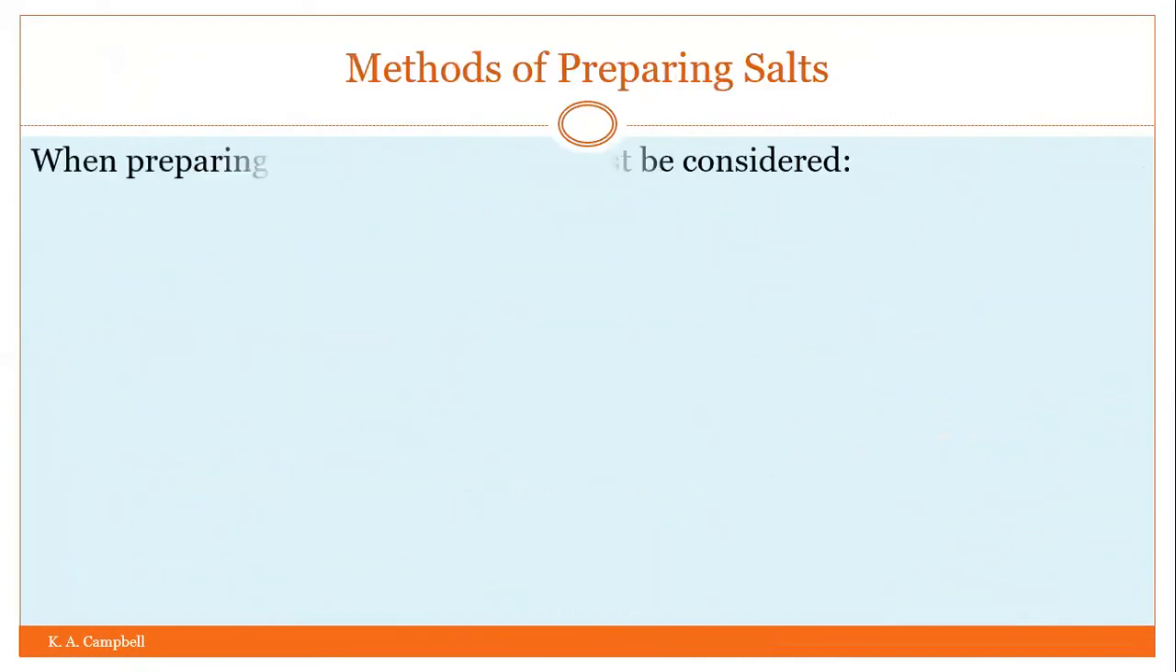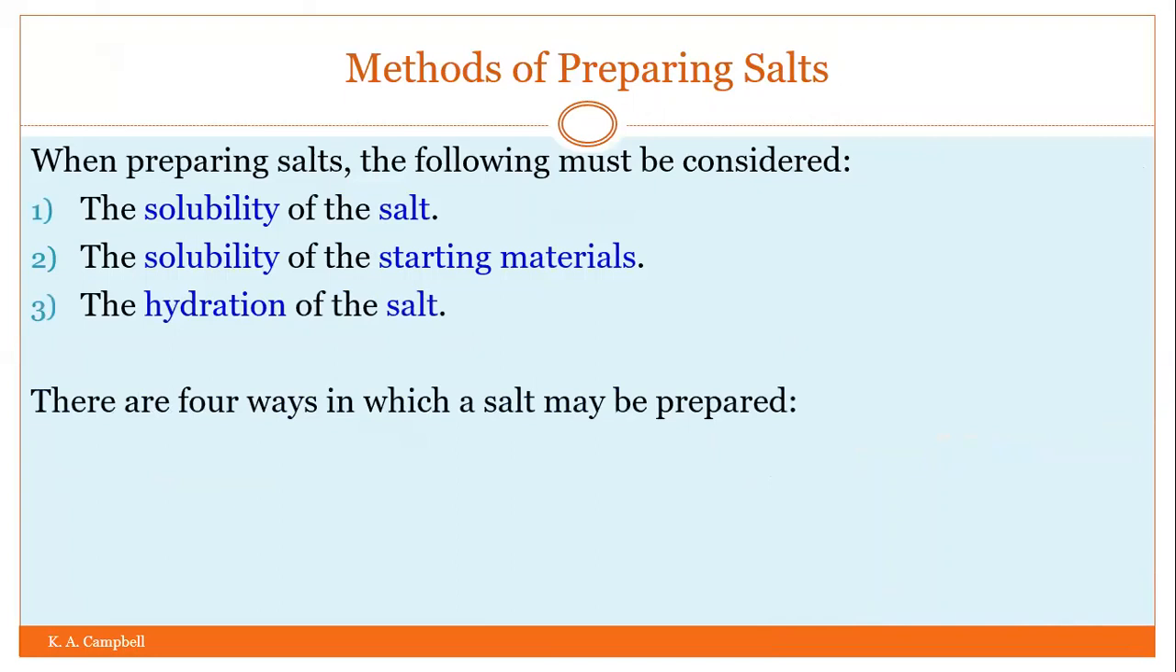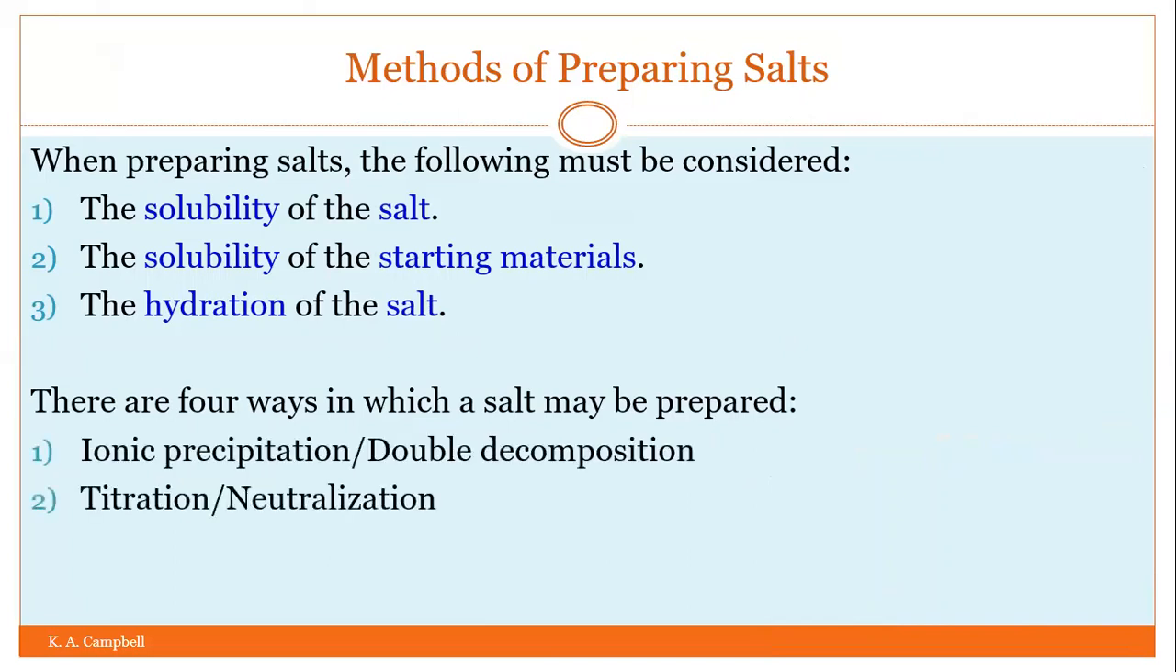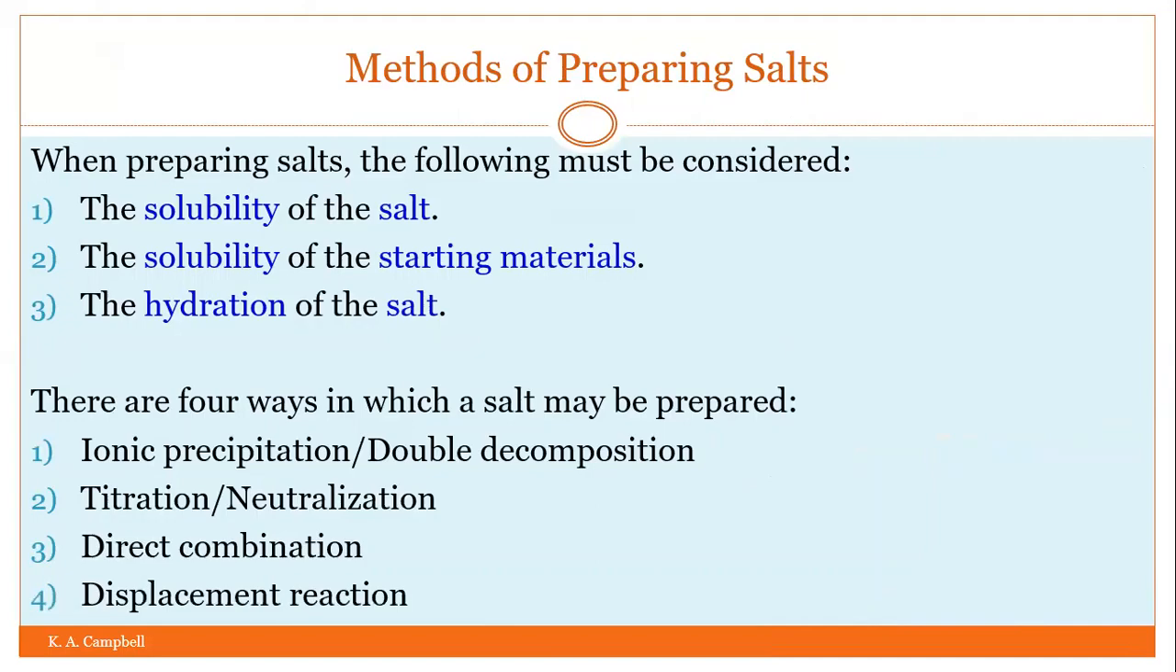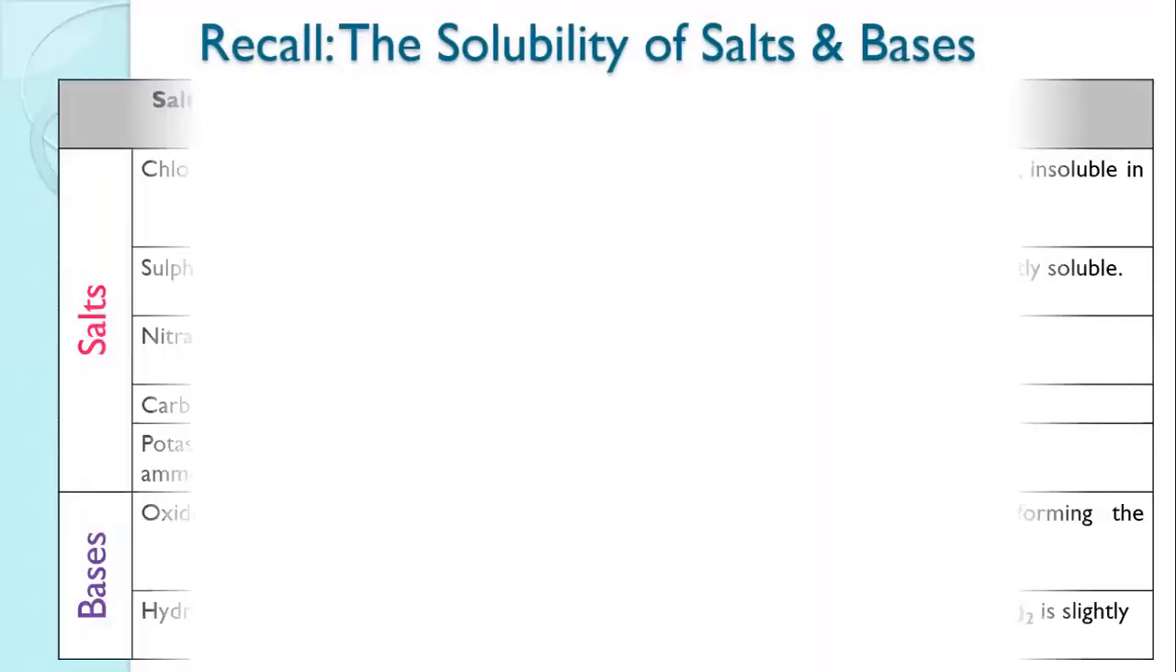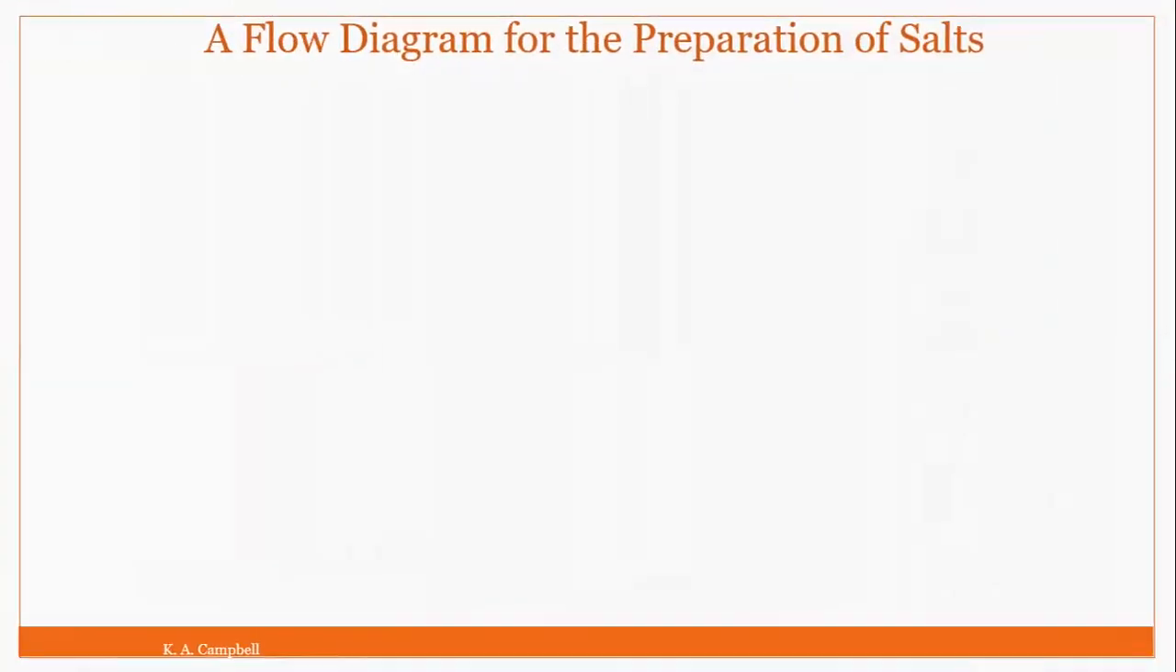Now I want to get to methods of preparing salts. When preparing salts, you must consider the solubility of the salt and the solubility of the starting material and the hydration of the salts. There are 4 ways you can prepare a salt: ionic precipitation, which is double decomposition, titration or neutralization, direct combination, or a displacement reaction. And that's the table of solubility.